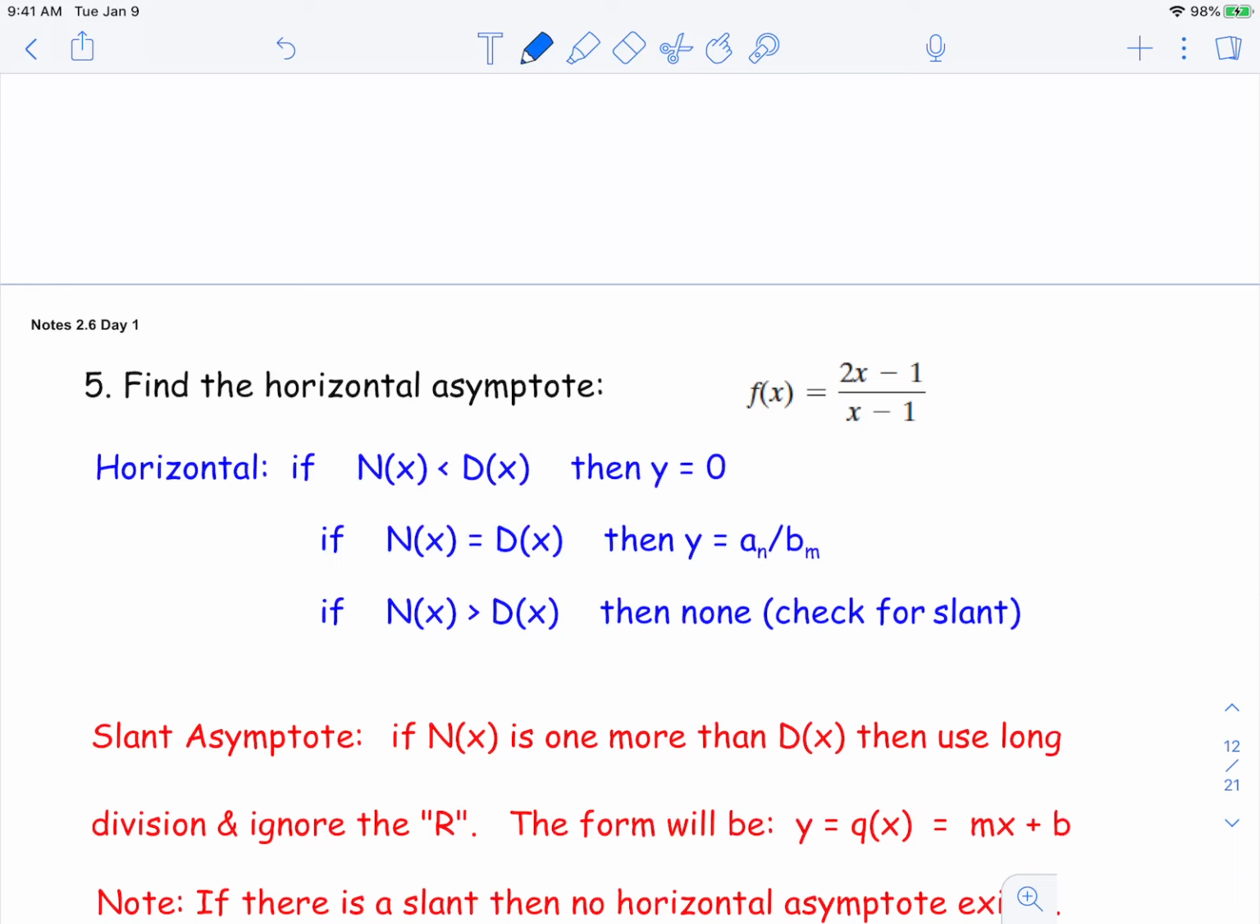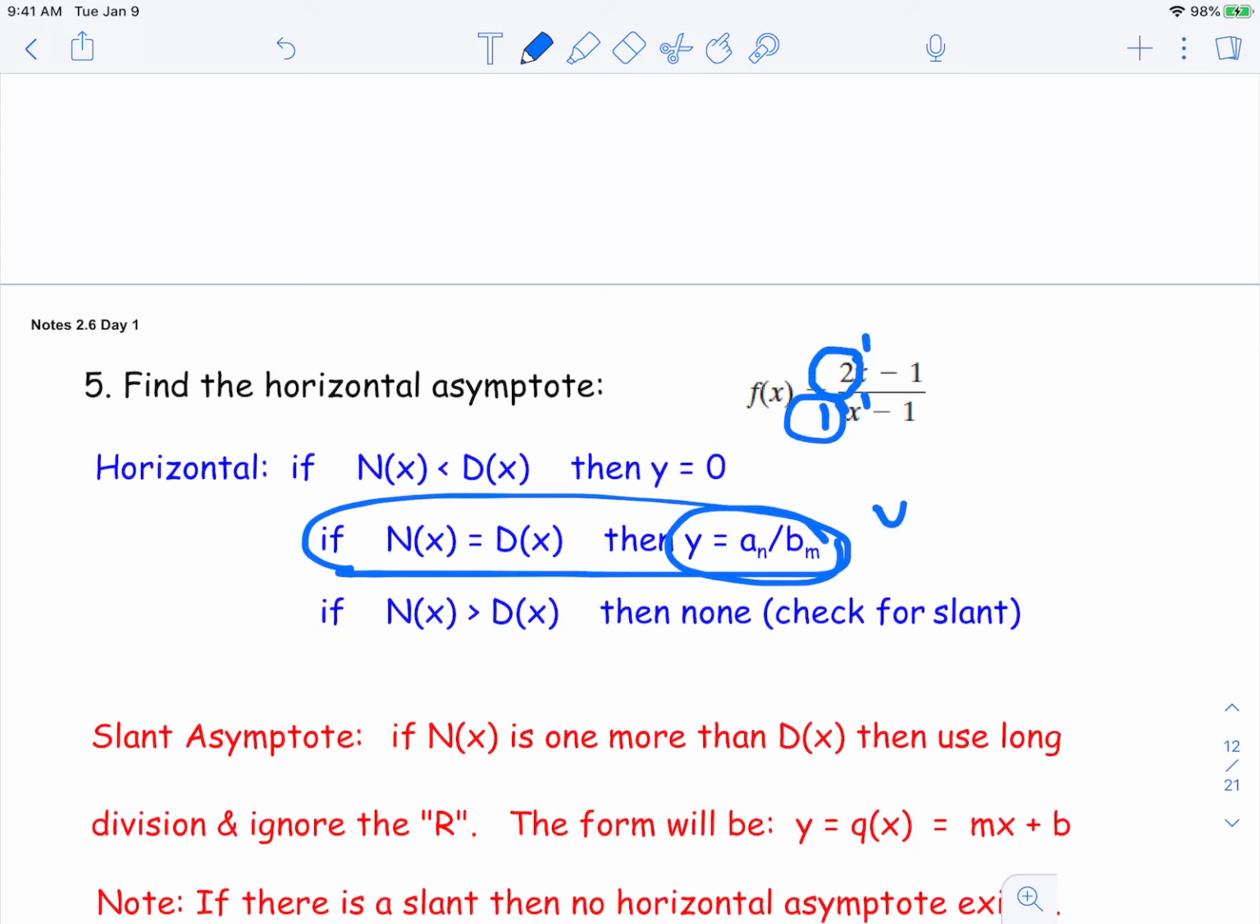All right, number 5, find the horizontal asymptote. We're going to be looking at the degree of the numerator, which is 1. The degree of the denominator is 1. So the scenario we have is that both of them are the same degree, so we're going to be dividing by their leading coefficients. So we have 2 divided by 1. So our equation y equals 2 is our horizontal asymptote.